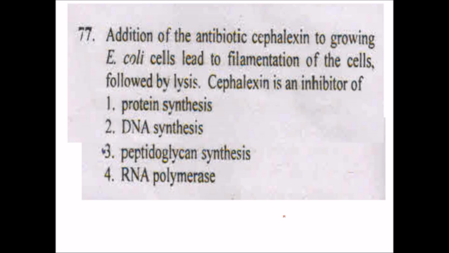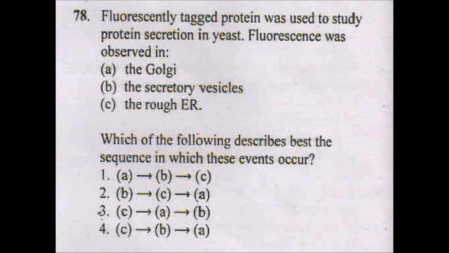Next question. Addition of the antibiotic cephalexin to growing E. coli cells leads to filamentation of the cells followed by lysis. So what will be the inhibition point of cephalexin? Without any doubt, it will be peptidoglycan synthesis, because there is lysis of the cell, and this is only possible when the cell wall gets lysed, so it should affect peptidoglycan synthesis to lyse the cell. So without any doubt, the answer will be peptidoglycan synthesis.